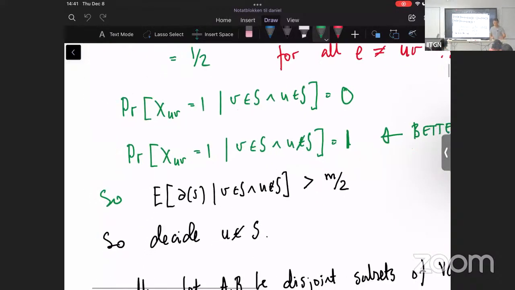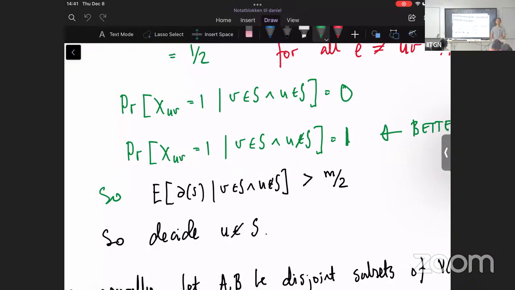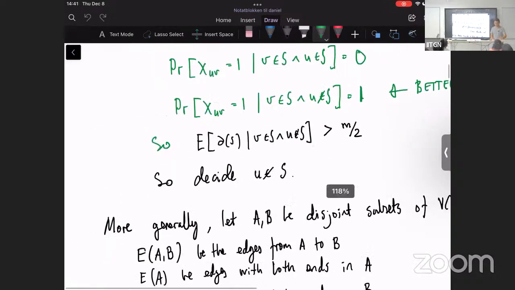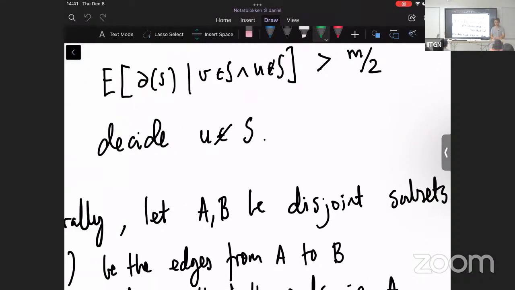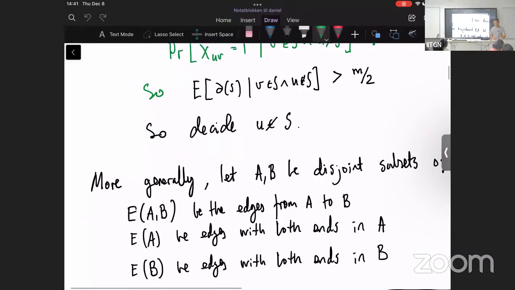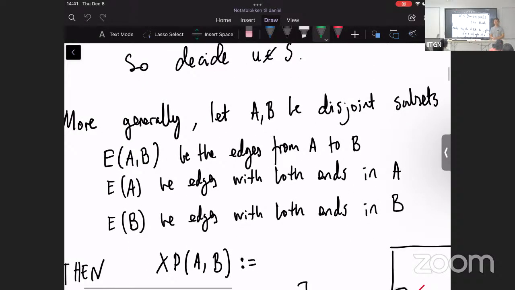Right? So we should now greedily decide that U is not in S. Okay. Now, let's think more generally. Suppose I have two vertex sets, A and B, that are disjoint, and let EAB be the set of edges with one endpoint in A and the other endpoint in B. EA are the edges with both endpoints in A, and EB are the edges with both ends in B.